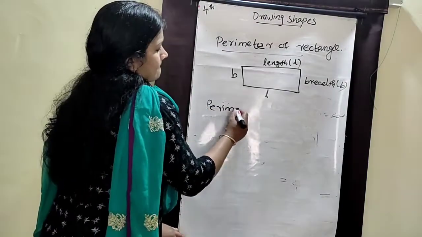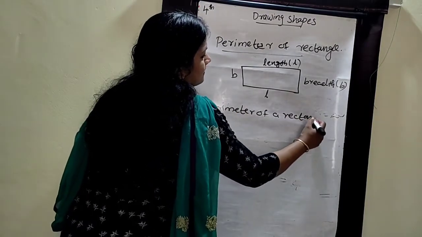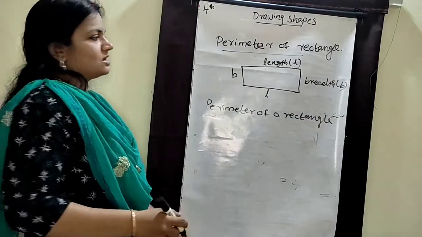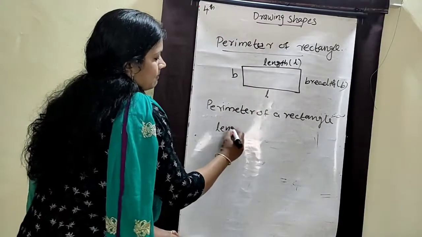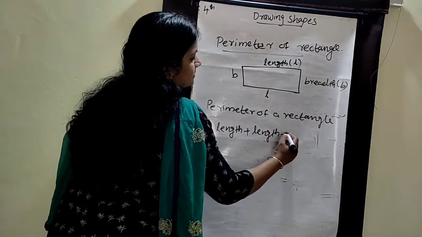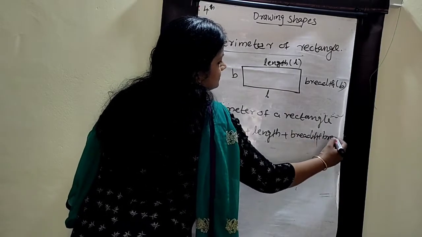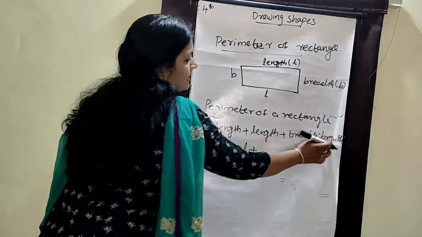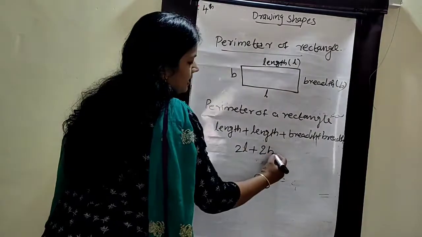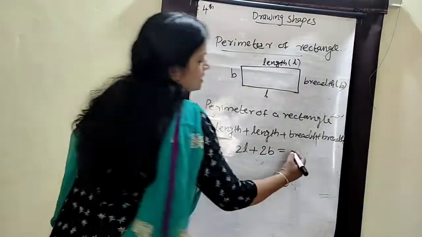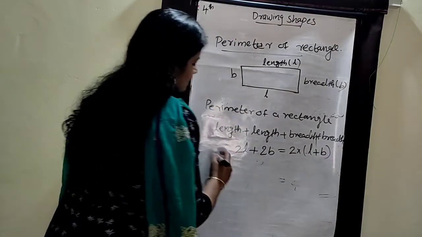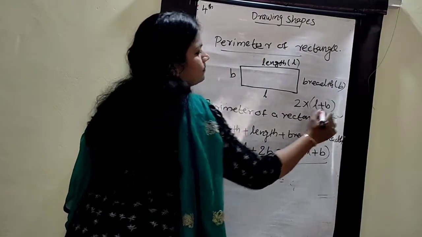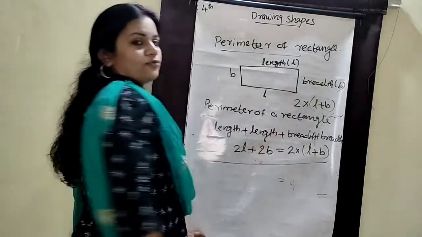So the perimeter of a rectangle is equal to, we already know that the perimeter is the sum of the lengths of all sides. So we can add all these sides: length plus breadth plus length plus breadth. Two lengths and two breadths. 2L plus 2B. Then 2 is common, so we can write 2 into L plus B. This is the perimeter of a rectangle: 2 into L plus B.